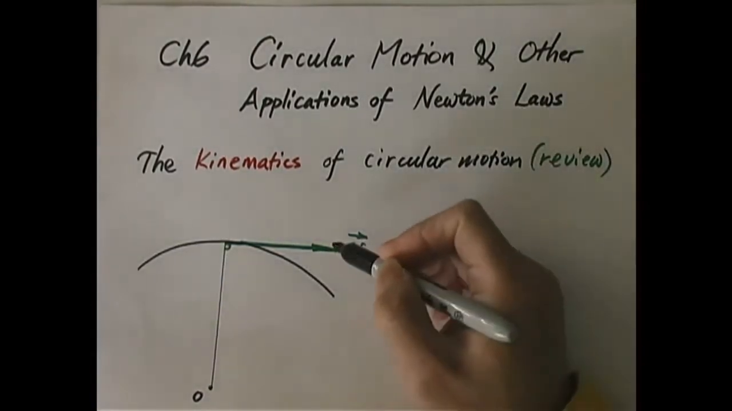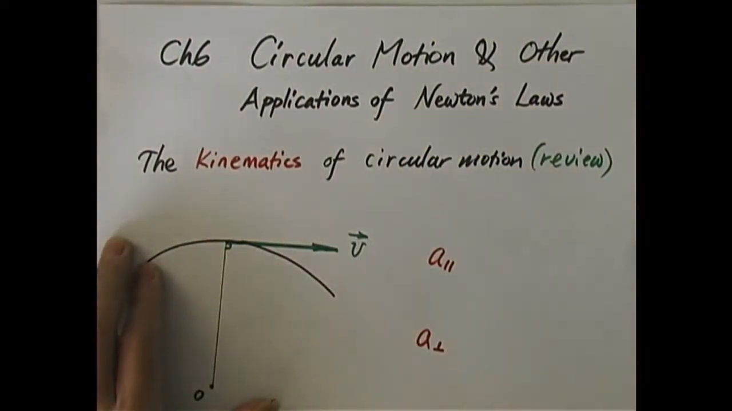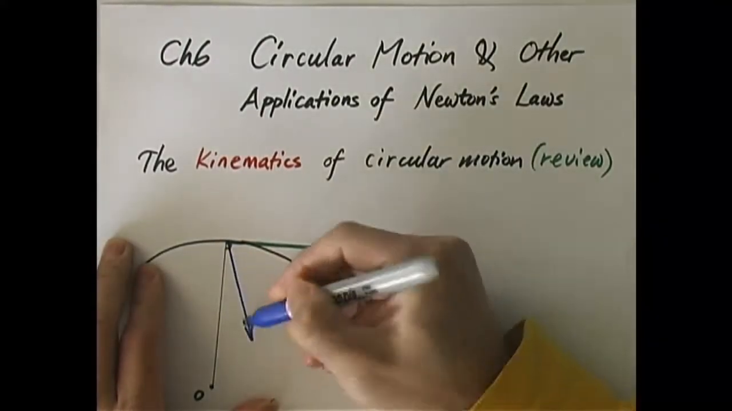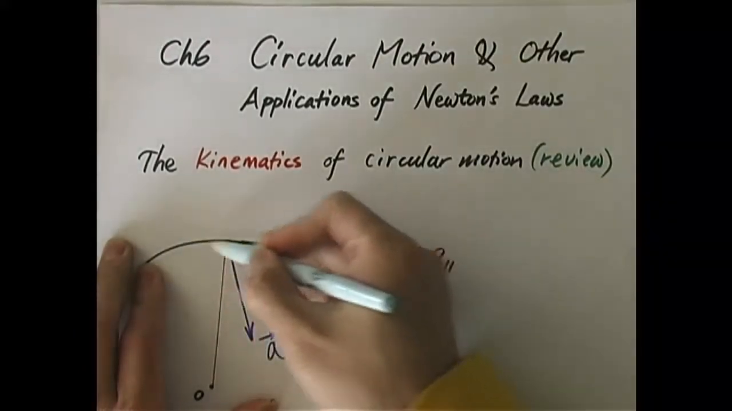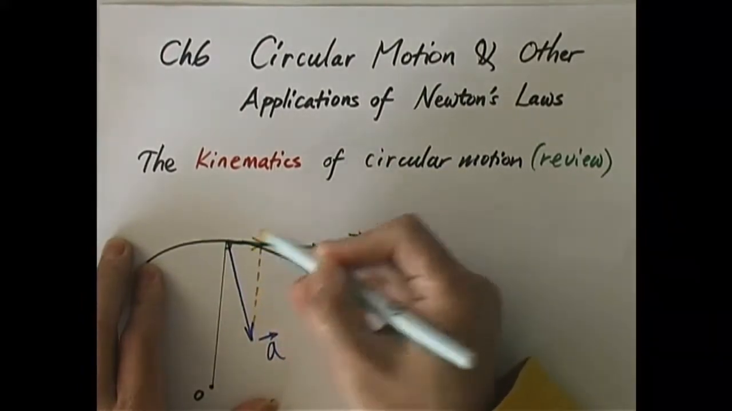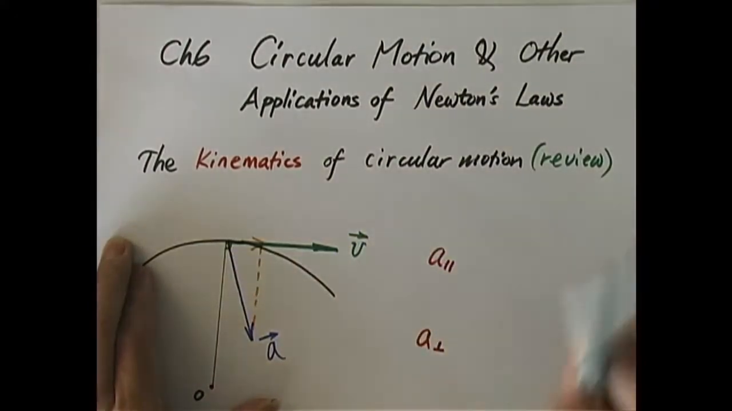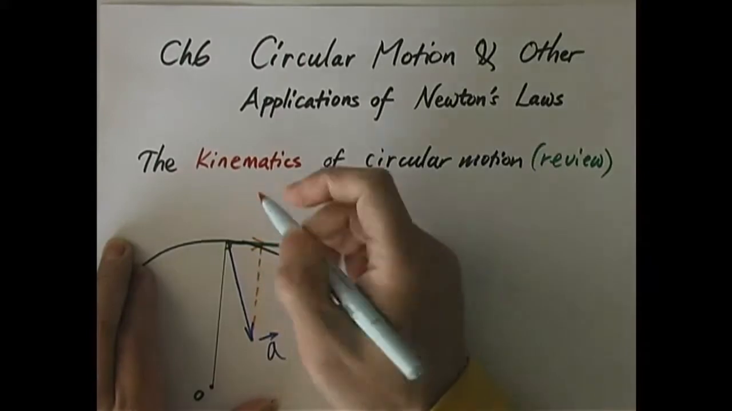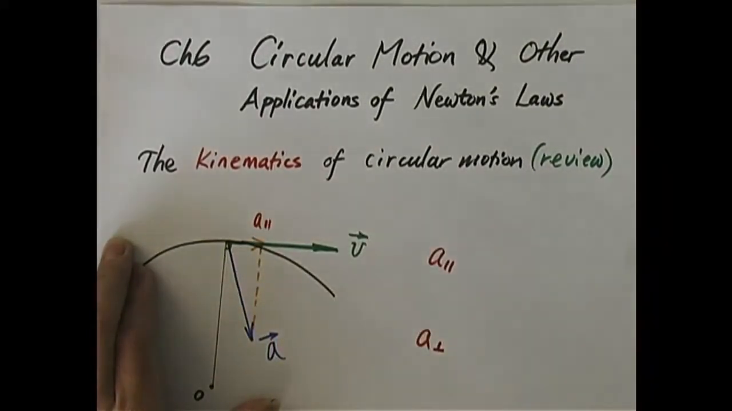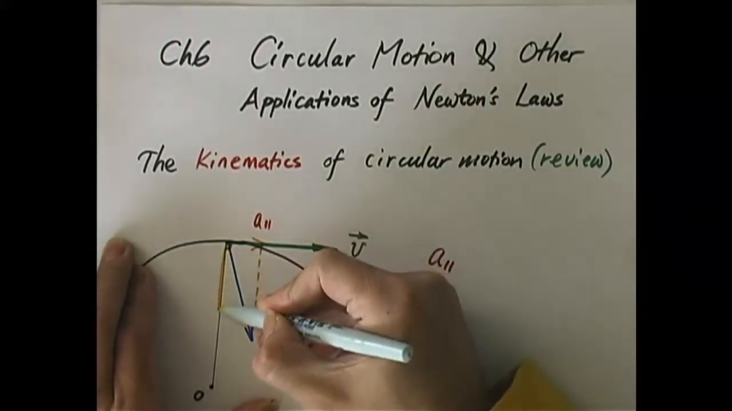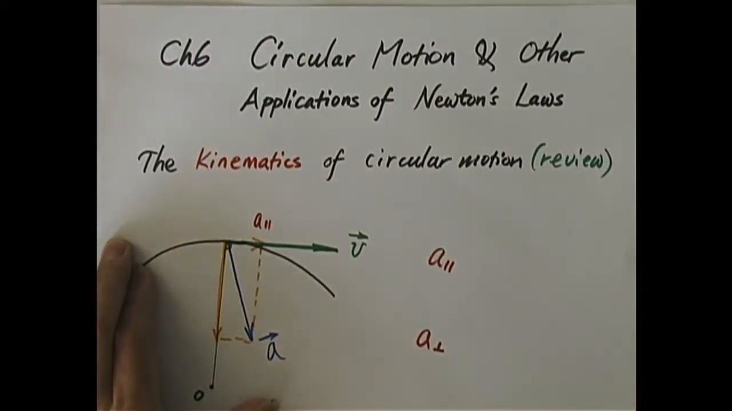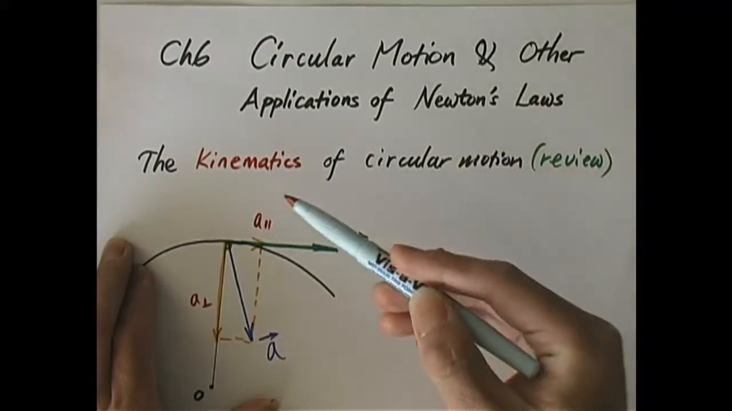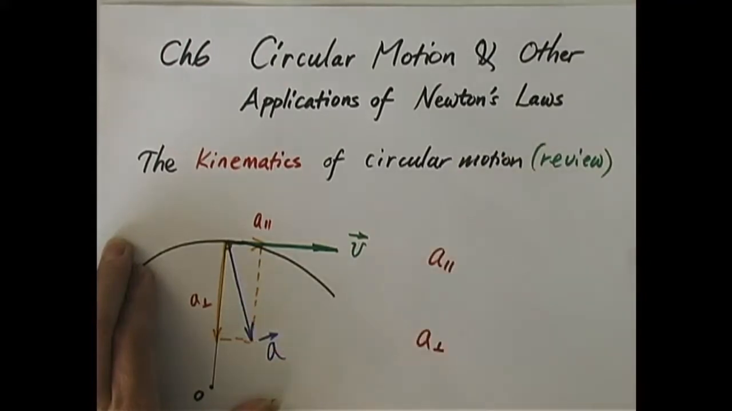Suppose we look at the acceleration. We know the acceleration in general can have two components. This is the acceleration. One component of the acceleration is along the direction of motion. It's parallel or anti-parallel to the direction of motion. We call it a_parallel. And there is another component that is perpendicular to the direction of motion. For that reason, we call it a_perp. So in general, any acceleration can always be decomposed into a component along the direction of motion and a component perpendicular to the direction of motion.